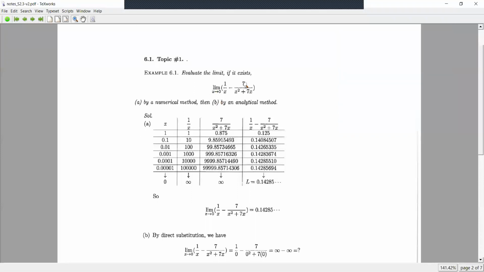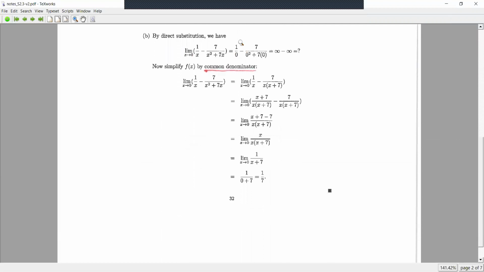Part B. Find the limit by limit laws. Here I only use direct substitution. To find this limit, I directly plug in 0 in x to get this equation. But 1 over 0 minus 7 over 0 is not computable. So direct substitution fails. To find the limit, we need to simplify the function f, now this time by common denominator.